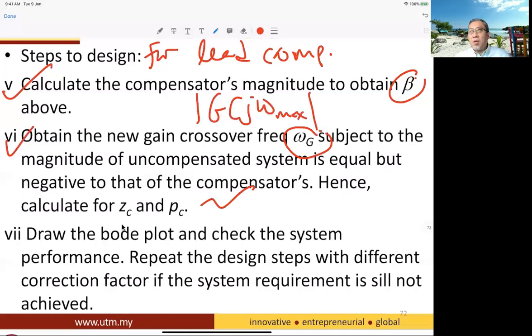Does it fulfill the design spec? Okay, repeat the design step with a different correction factor, okay, if the system requirement is still not achieved. That is number 7.